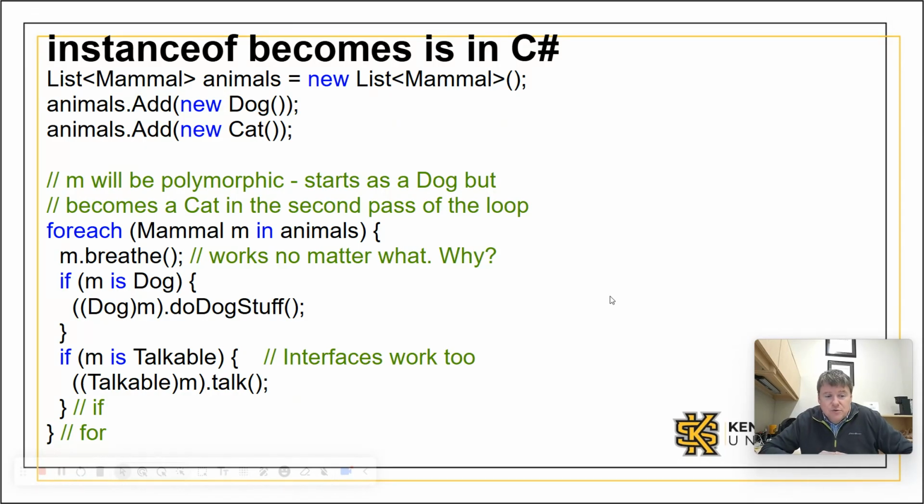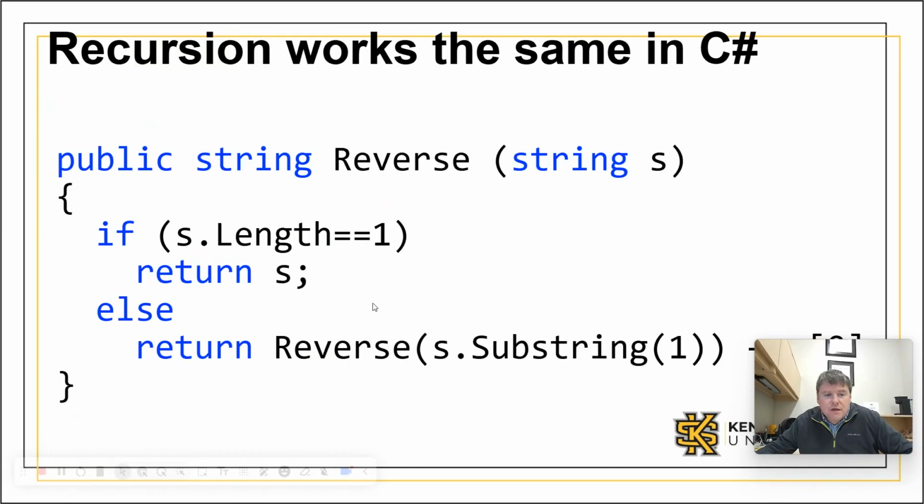Instance of. So if you wanted to check if something is an instance of something in Java, you would say if M instanceof Dog. In C sharp, you just use is, which is definitely better because instanceof is a bit clunky, whereas if M is Dog kind of makes sense. If M is Talkable, yes. So you can check if something is an instance of something, and that returns true or false.